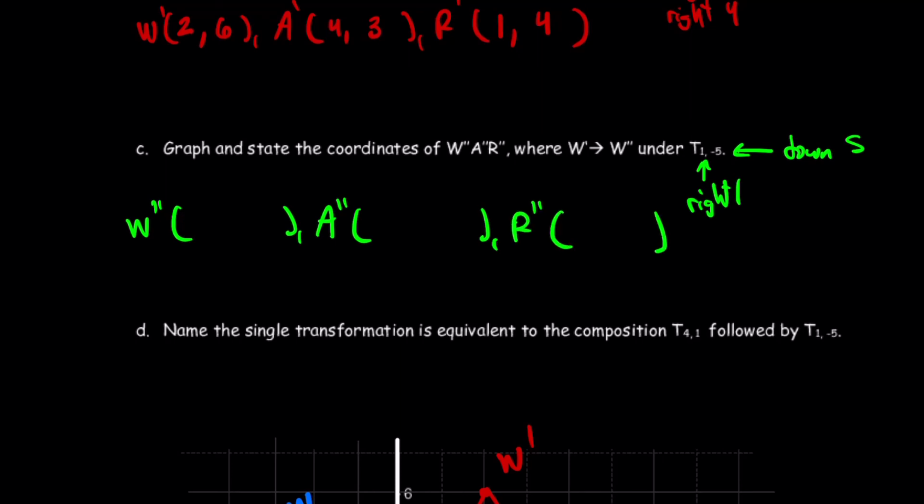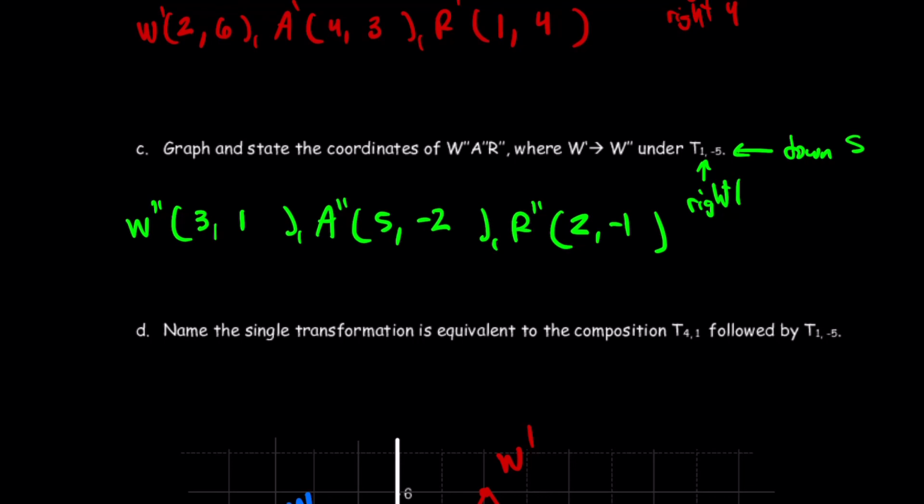So if you want to do this algebraically, kind of like we did up above, you're going to add 1 to all of these x coordinates. Okay, so that would become a 3, that becomes a 5, that becomes a 2. Then what you're going to do is subtract 5 from all of these y coordinates. Okay, well 6 minus 5 is 1, 3 minus 5 is negative 2, 4 minus 5 is negative 1. Then you can plot those points down below.